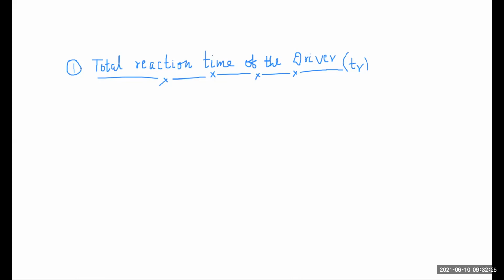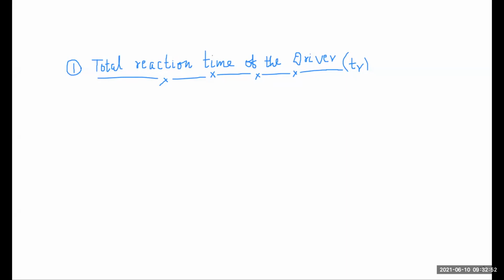Listen carefully. Basically, total reaction time of the driver is the time taken from the instant the object is visible to the driver to the instant brakes are applied effectively. That time is known as total reaction time of the driver. Basically, this total reaction time is further divided into different components.